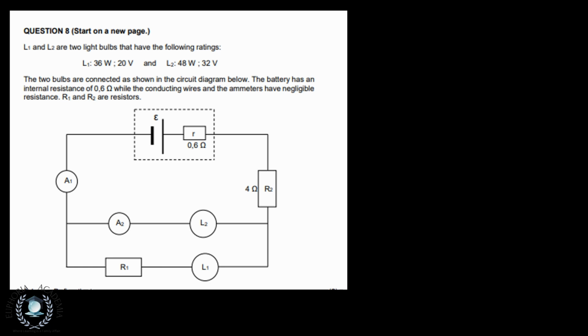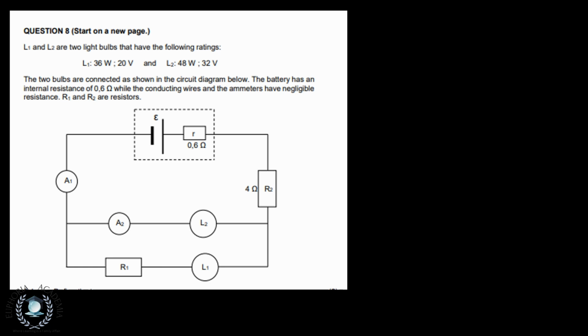So question 8 starts and says L1 and L2 are two light bulbs that have the following ratings. L1 has a power rating of 36 watts and a potential difference rating of 20 volts, and L2 has a power rating of 48 watts and a potential difference of 32 volts. The two bulbs are connected as shown in the circuit diagram below. The battery has an internal resistance of 0.6 ohms, while the conducting wires and the ammeters have negligible resistance. R1 and R2 are resistors.